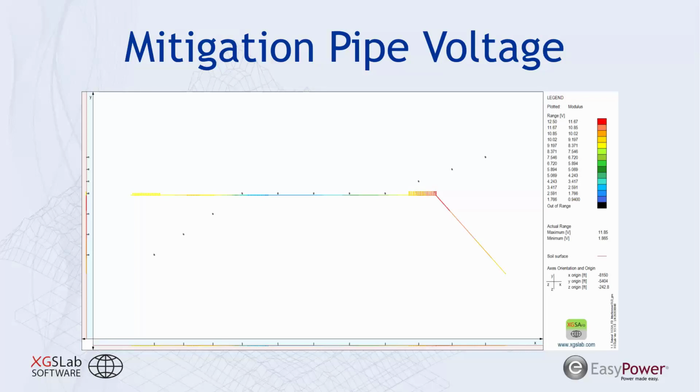And if you recall, our base case had about 28 volts induced upon the pipeline. We're able to reduce that to about 12 volts that's induced on the pipeline. And these rods are placed or dispersed on multiple sections of the pipe.